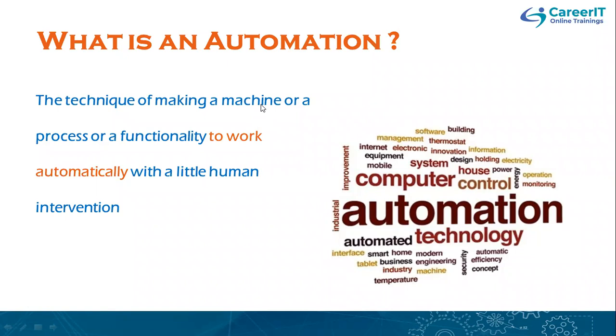So I put down a simple definition for automation, a very simple layman definition. Automation is nothing but a technique, or technically a script, which we are going to build. That technique will make a mission, a process, or a simple functionality of an application work on its own.